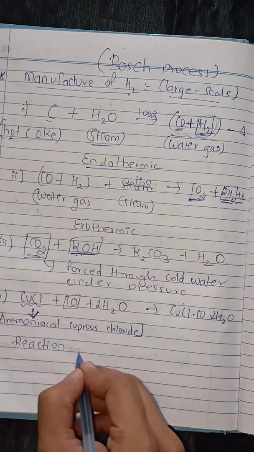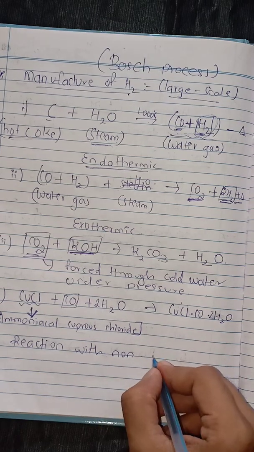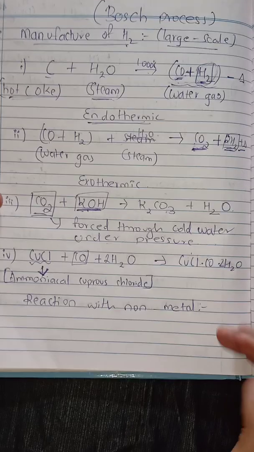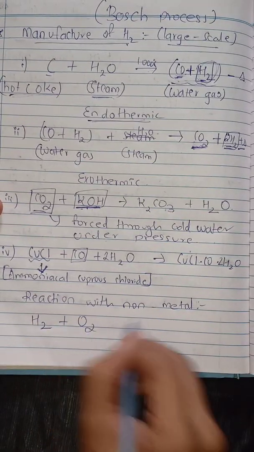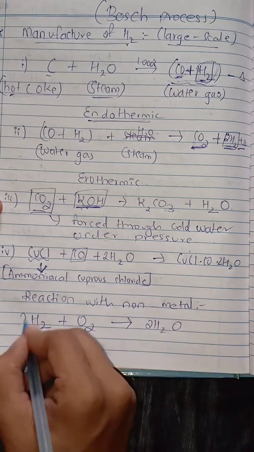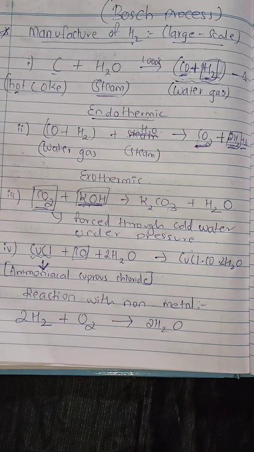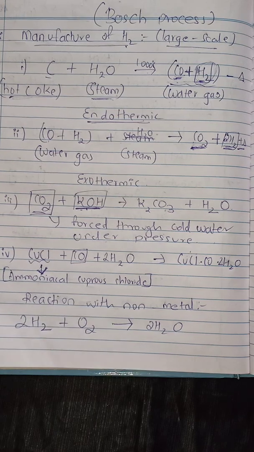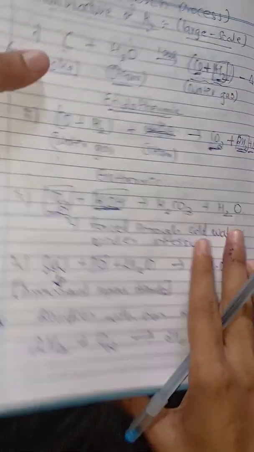Reaction with non-metals. See, we know that part. If hydrogen reacts with oxygen, it would form water. Okay, there would be a pop sound also and a pale blue flame. Pop sound आया तो समझ जाना impure hydrogen था, और नहीं आया और pale blue flame आया तो purest form.